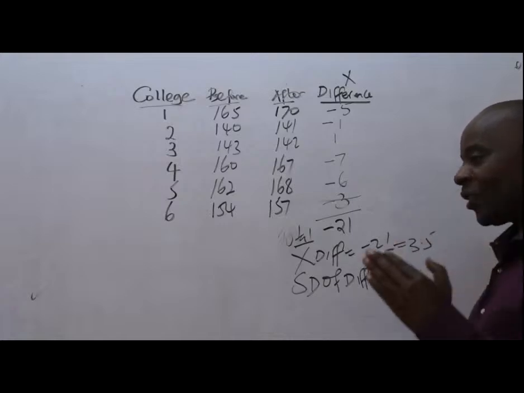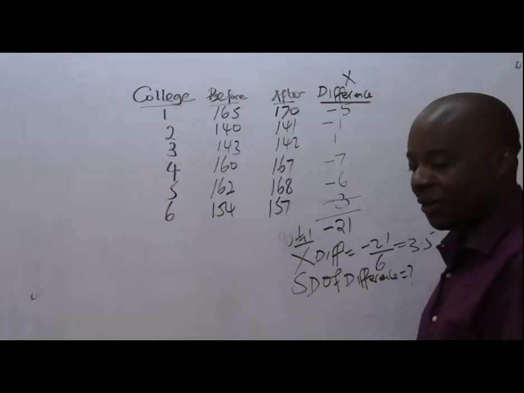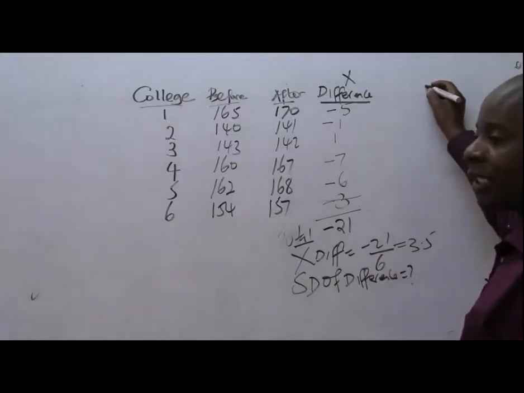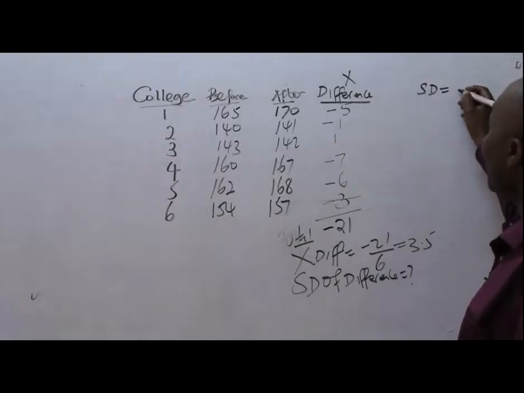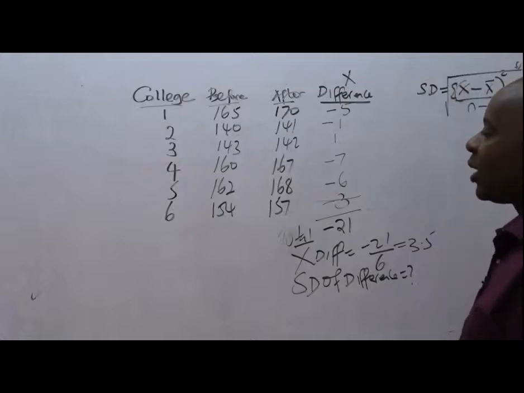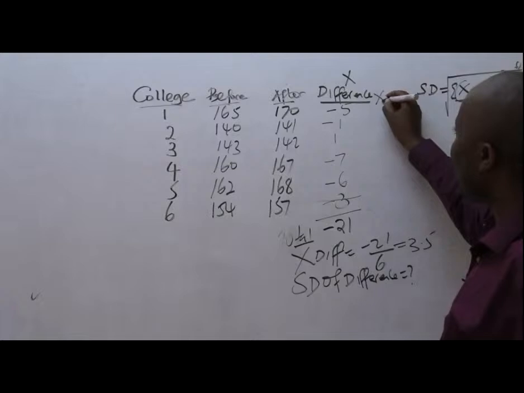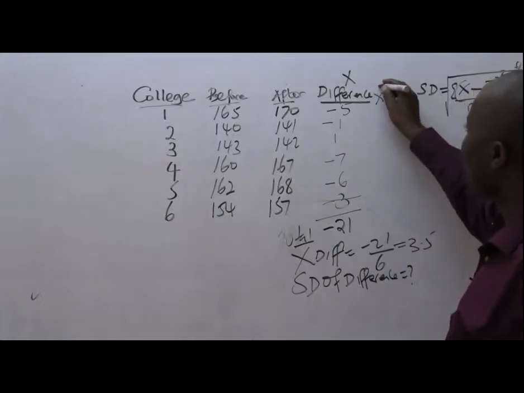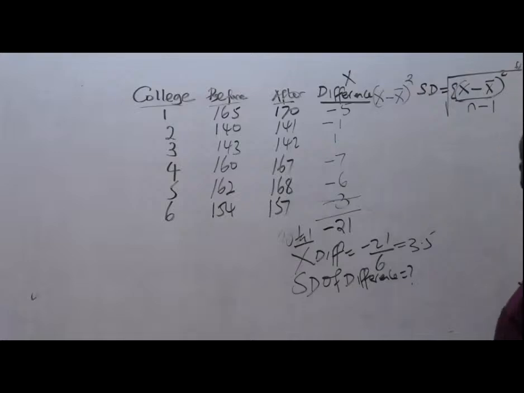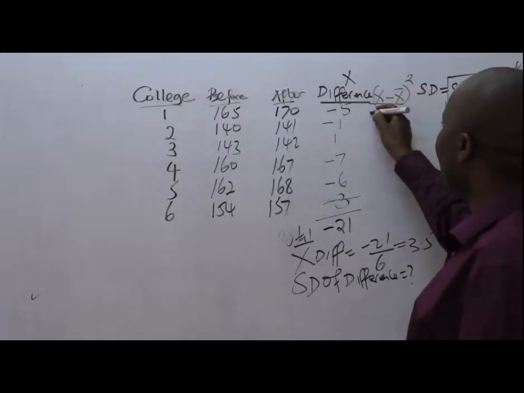So when I hear this thing of standard deviation, I'll remember the formula. I know that standard deviation is the square root of the summation of X minus X bar squared, divided by N minus 1. So I'll come and create a column up here for X minus X bar squared. Very interesting. So now the first one will be minus 5.